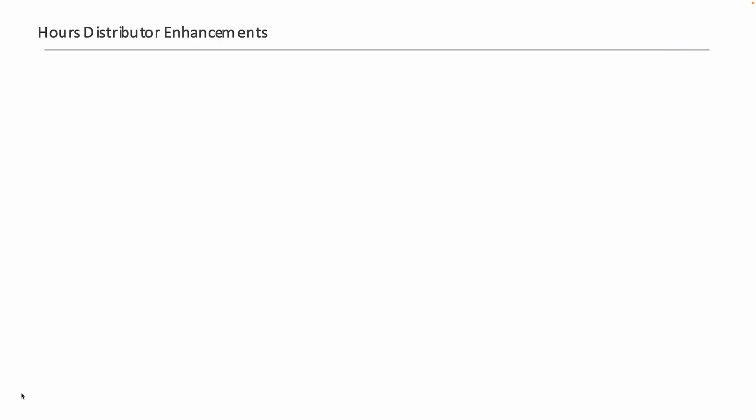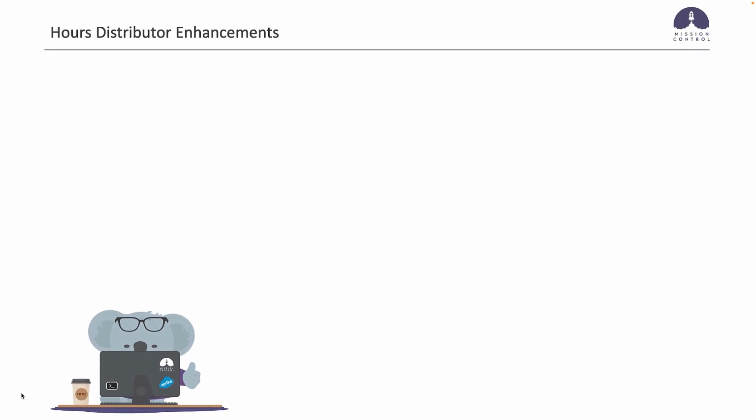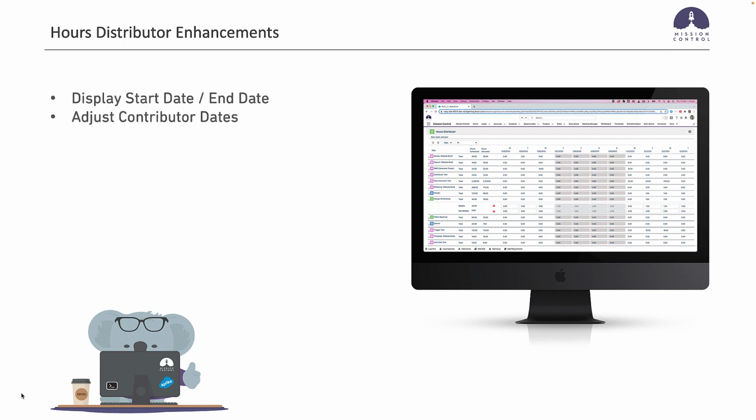rather than being able to see co-workers' performance as well. And then finally, on the hours distributor enhancements, just a minor update where you can now see the start date and the end date that apply to the individual rows, as well as being able to update the contributor dates when you're extending hours outside of the existing date range.